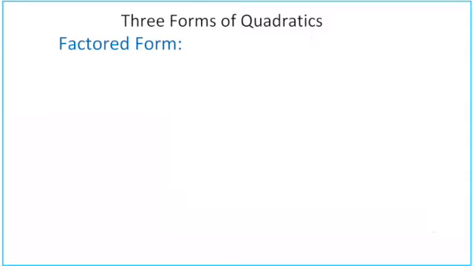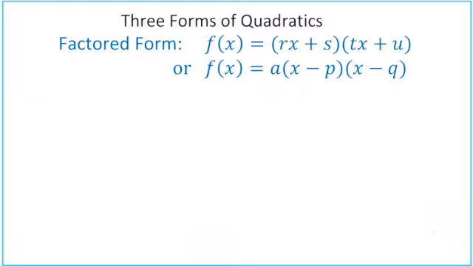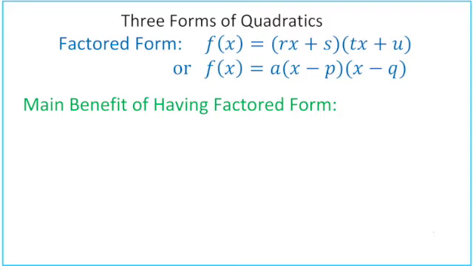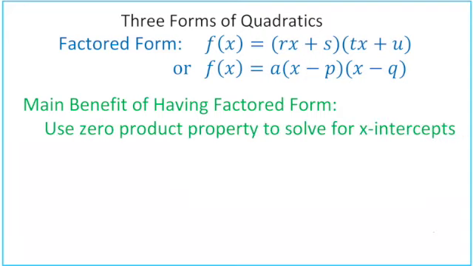So we're going to start with factored form. One way to represent factored form would be this, where r, s, t, and u represent numbers. To make this quadratic, the r and the t in this one could not be 0. There's another way that we could show factored form, and it could be this way, where once again, a, p, and q just stand for numbers that would be put in. We always use the a for our a value, and it could not be 0, and the p and q could be anything else.